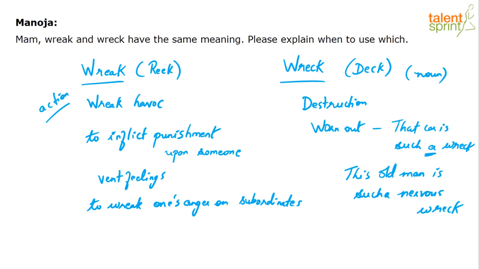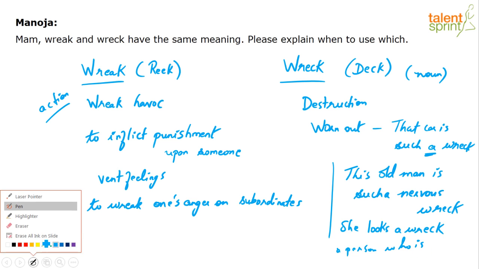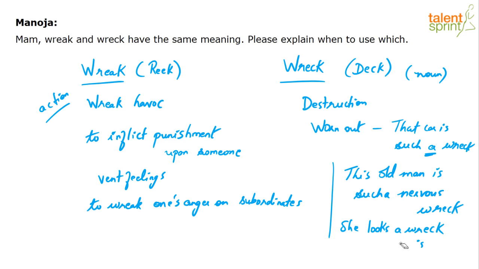That old man is such a nervous wreck. She looks a wreck. So when you're referring to people and calling them a wreck, what you're saying is basically this person is either mentally or physically worn out. So in these examples where I've written, this old man is such a nervous wreck, she looks a wreck, here you're referring to a person who is physically or mentally worn out. Okay, there's no place here. Let me just write it elsewhere.